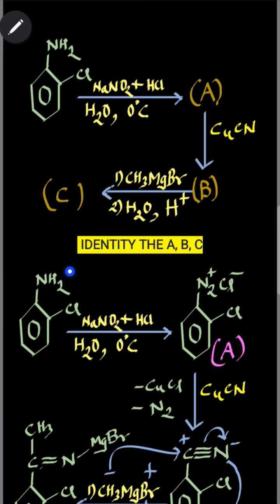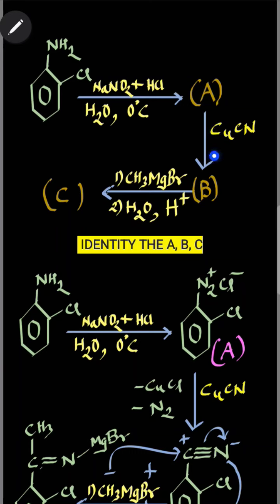This is your first step of the reaction. You are reacting this compound with NaNO2 and HCl. You know NaNO2 and HCl will produce nitrous acid, HNO2. Simply always remember this: whenever nitrous acid reacts with the amino group, it will form the benzene diazonium chloride, and chlorine will remain as such. So this is your benzene diazonium chloride.